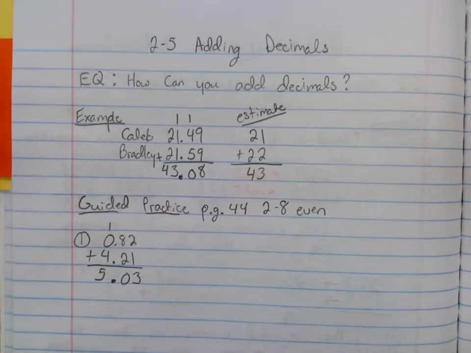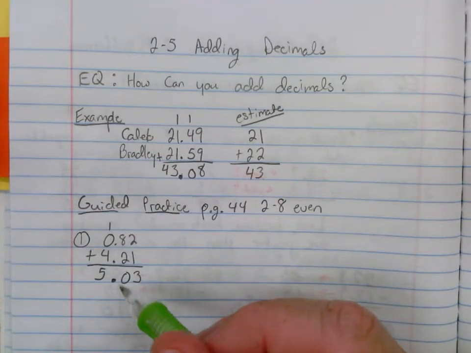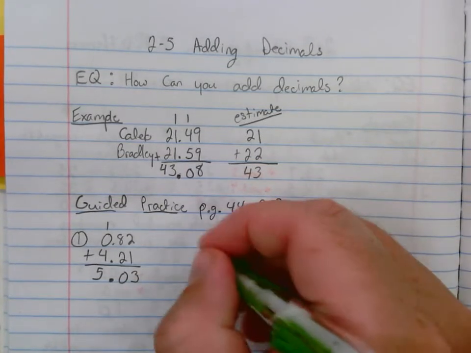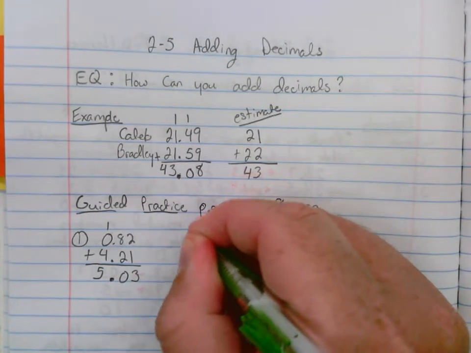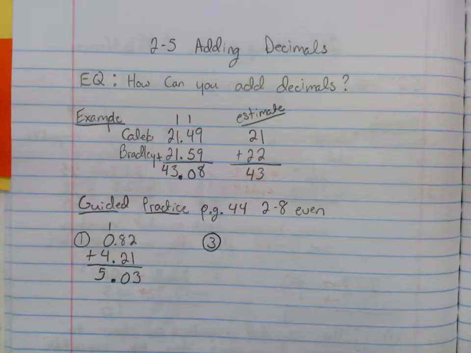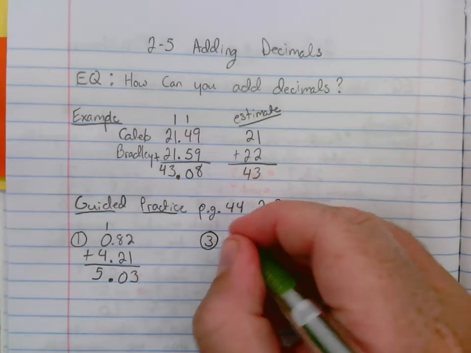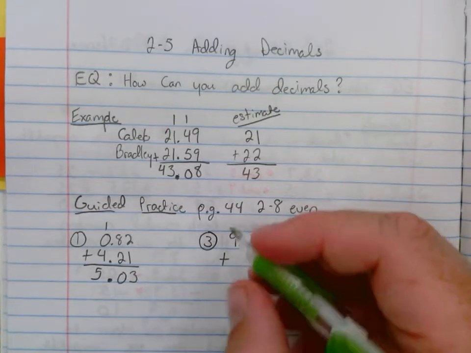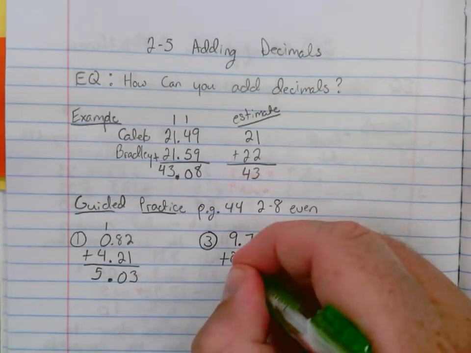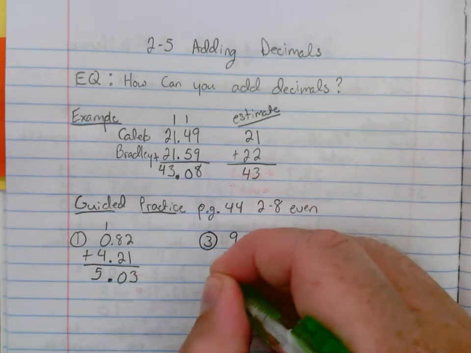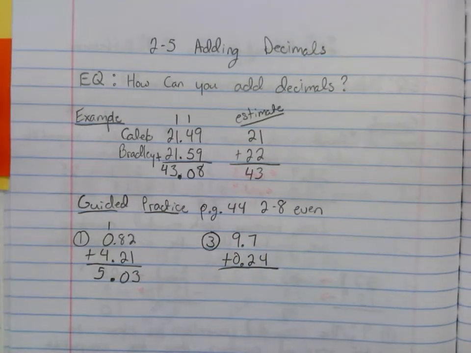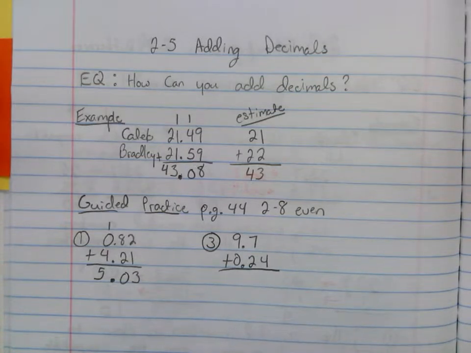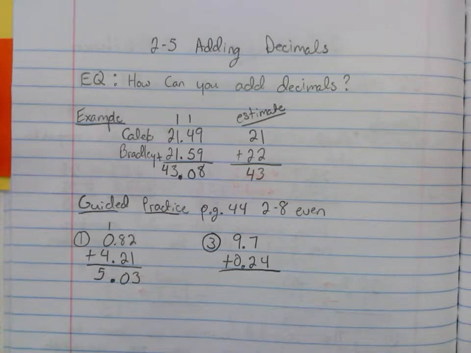Now, if you guys didn't get this right when you practiced it on your own, you need to go back and figure out what step you're missing so you can improve that. We're going to do the same thing for number 3. Number 3 is 9 and 7 tenths plus 24 hundredths. What I would like you guys to do right now is pause the video, solve it yourself, and then come back to the notes.